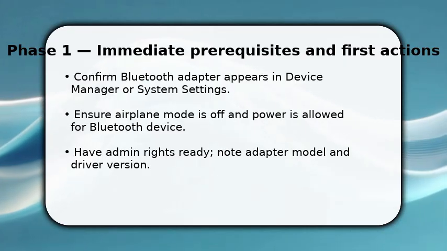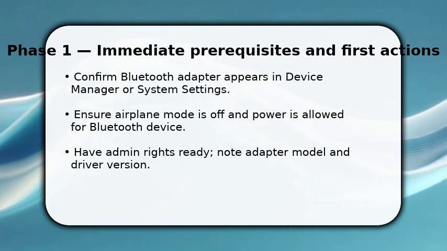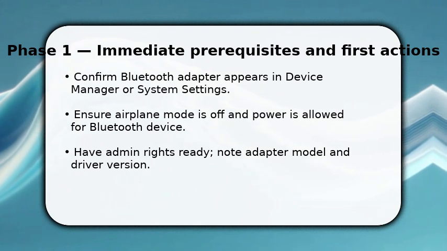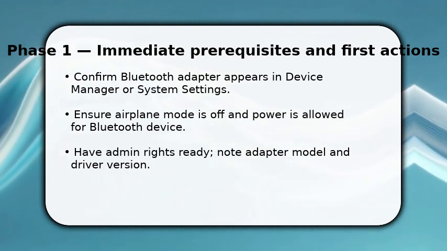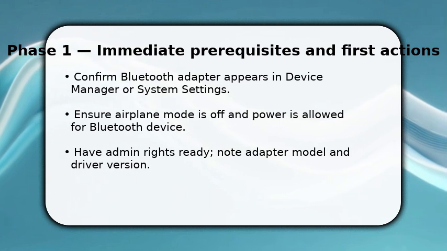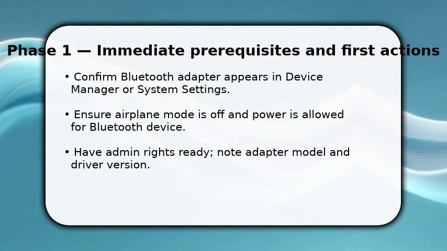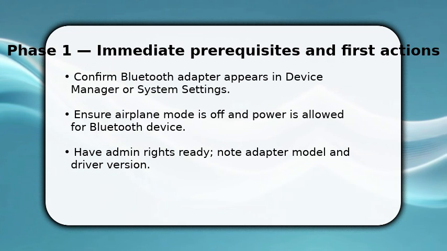You start by verifying the radio is present. Open Device Manager or System Settings and look for the Bluetooth adapter. Once found, you confirm airplane mode is off and power management isn't disabling the device. This prevents unexpected shutdowns. Make sure you have administrative rights because you will install or roll back drivers.